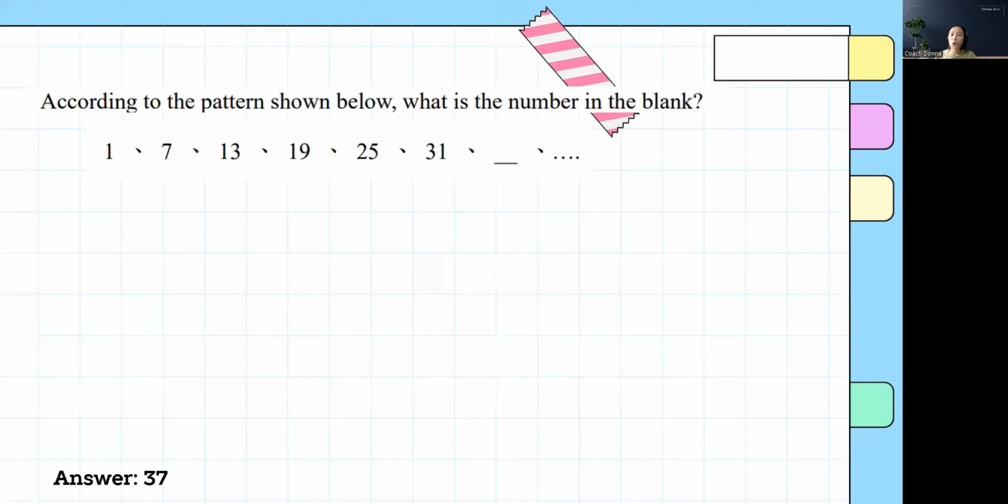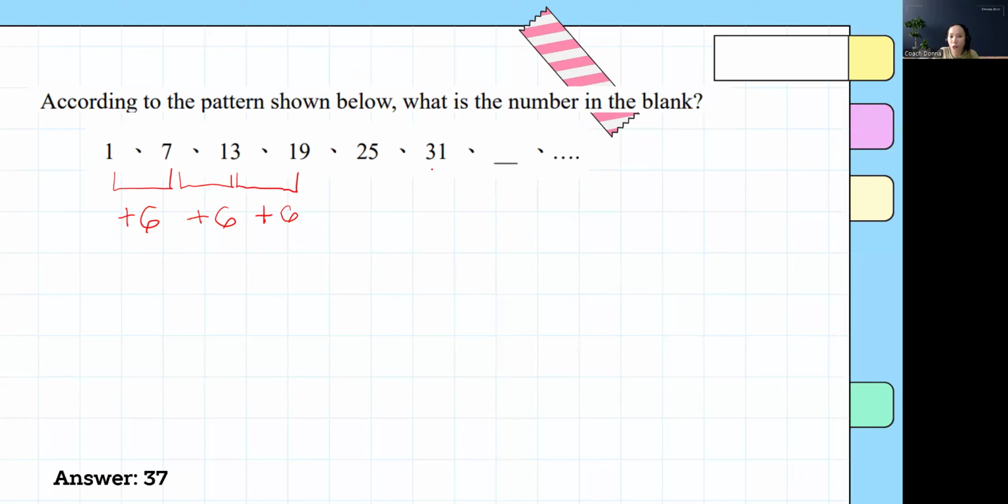So according to the pattern shown below, what is the number in the blank? All right, we have 1, 7, 13, 19, 25, 31. Notice that we have a pattern right here. From 1 to the next number, we need to add 6. From 7 to 13, we need to add 6. From 13 to 19, we also need to add 6. So it is consistently adding 6. Consistently adding 6 is our pattern.